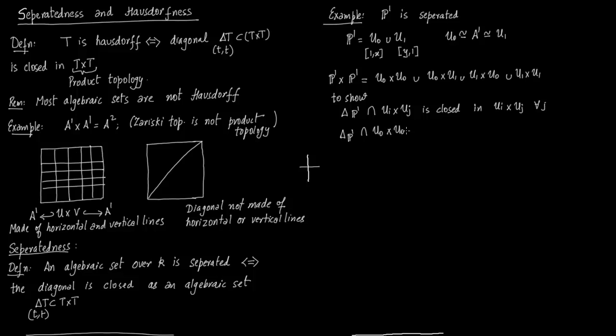So let us see U0 comma U0. So U0 times U0 is easy. It is just x comma x. It lies in A1 times A1, and this is a closed set. This is just the diagonal x equals y. So both coordinates are equal. So this diagonal is the algebraic set.